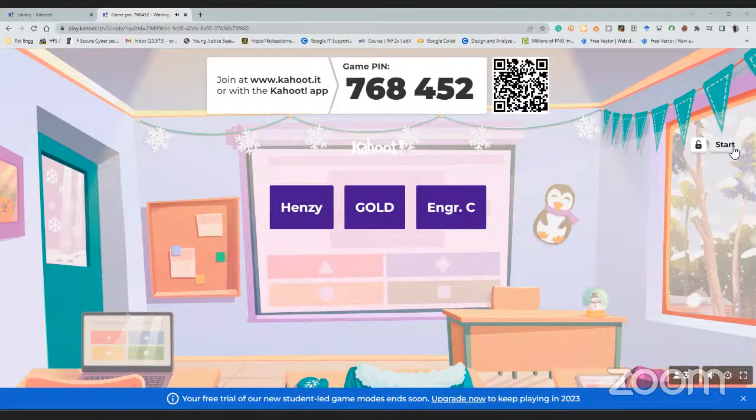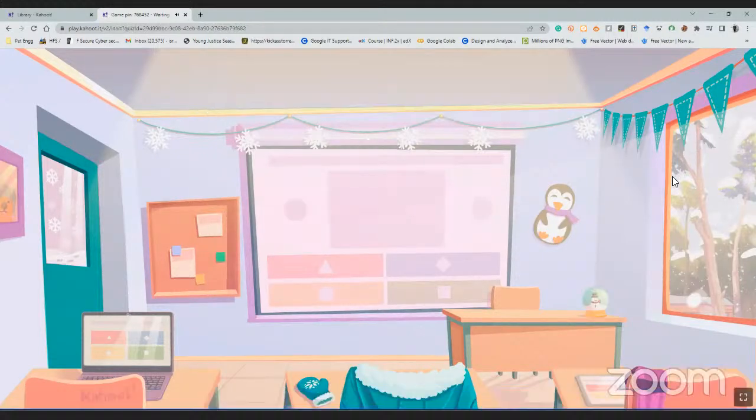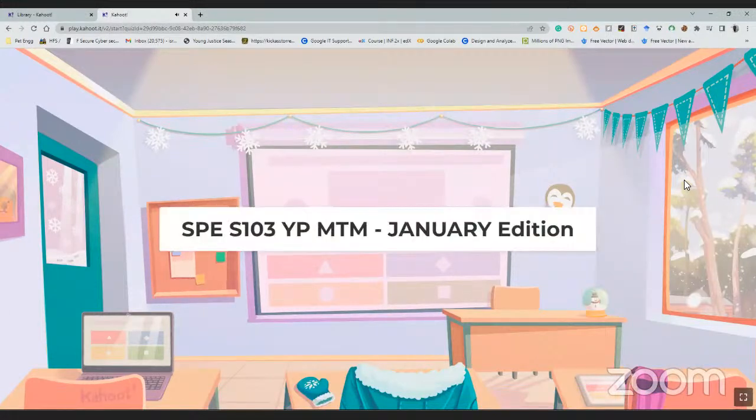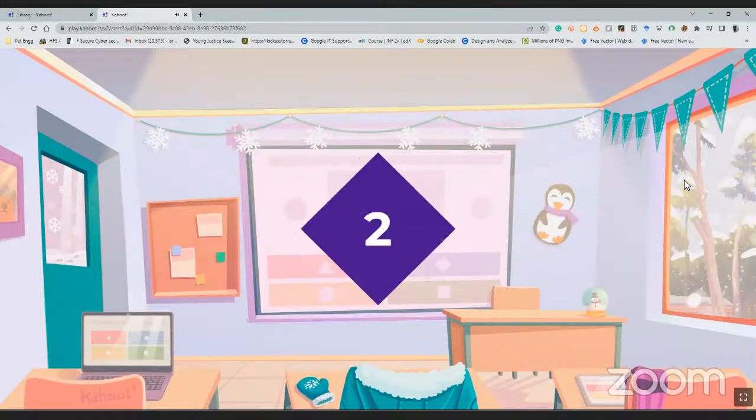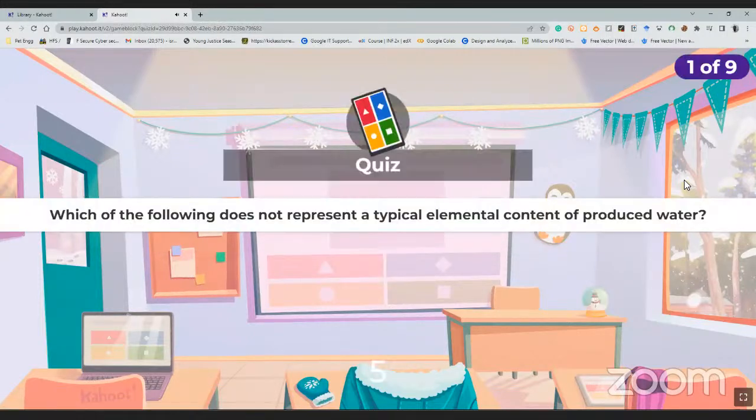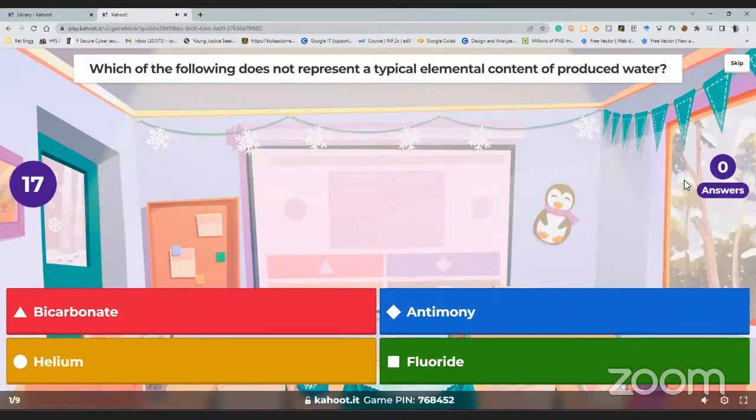Okay, we have Henzi joining in. All right, so we're going to have 3 people competing for the top 3 spots, and we'll see how this goes. So let's begin our games now. All right, first question, which of the following does not represent a typical elemental content of produced water? Are we looking at bicarbonate, antimony, helium, or fluoride?